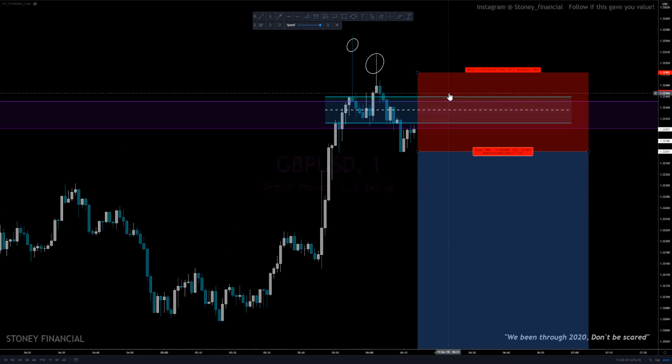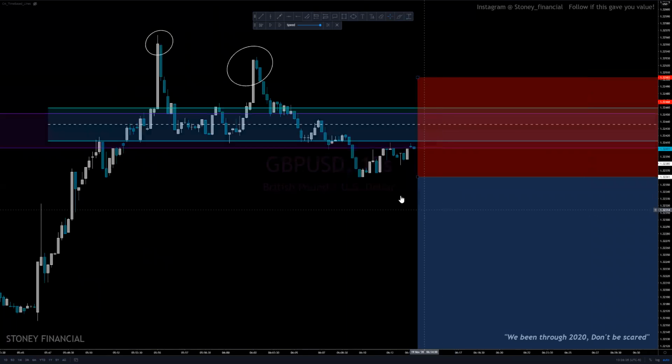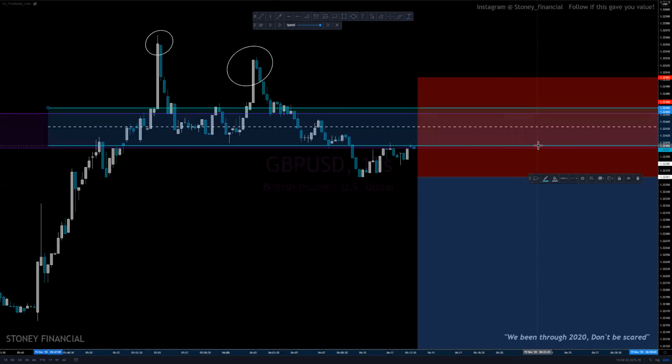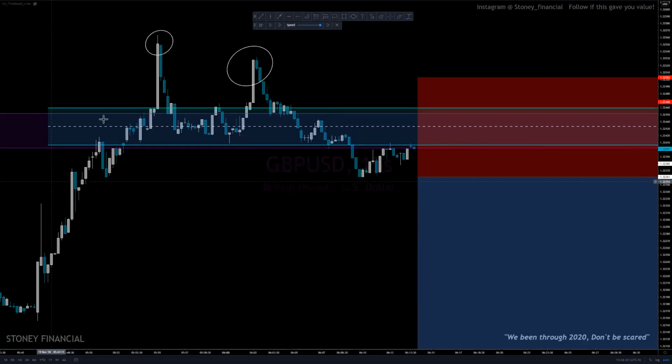This isn't counted even on the 15-second time frame because we didn't get a retest. So this was a little bit lower, actually. I do remember this guy right here getting touched. So we have a break and retest of the range.